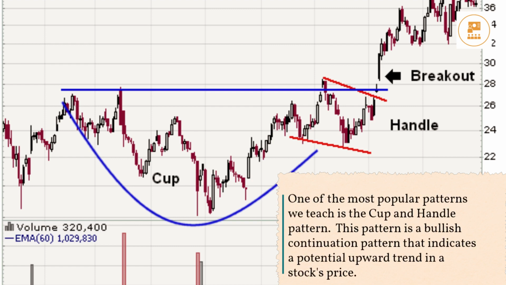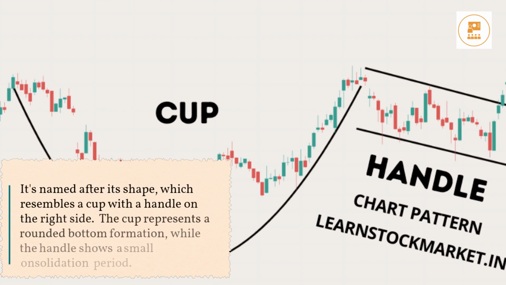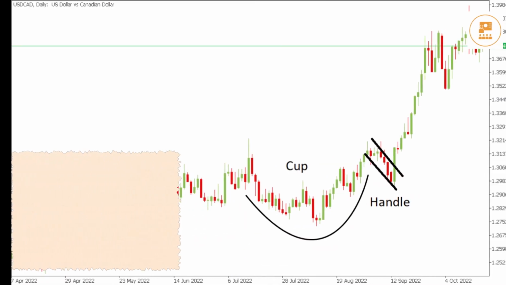This pattern is a bullish continuation pattern that indicates a potential upward trend in a stock's price. It's named after its shape, which resembles a cup with a handle on the right side. The cup represents a rounded bottom formation, while the handle shows a small consolidation period.